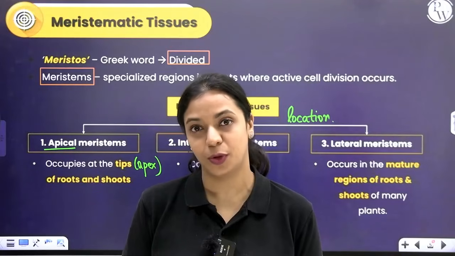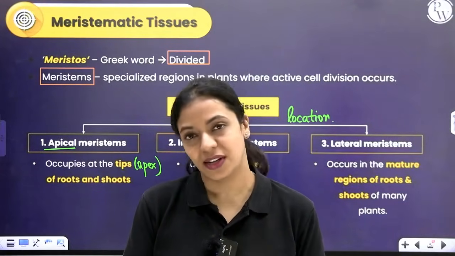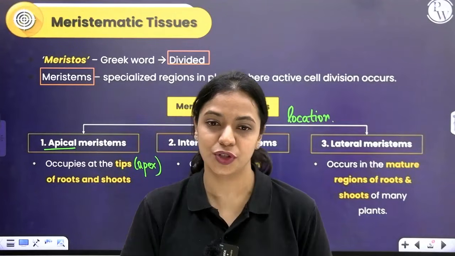That region has to be protected. That is why there is a root cap and all of that, right? So it is present at the tip of the root. It's also present at the tip of the shoot.